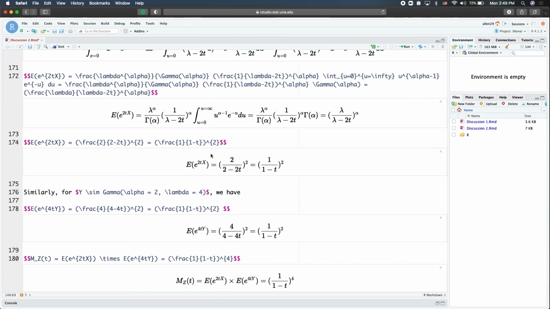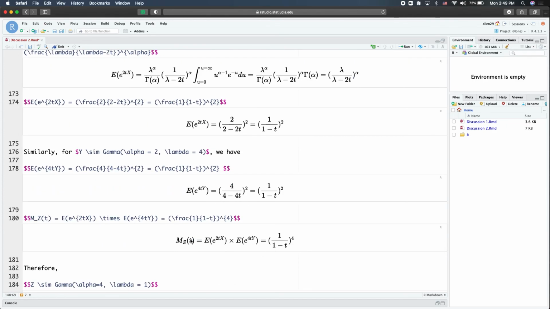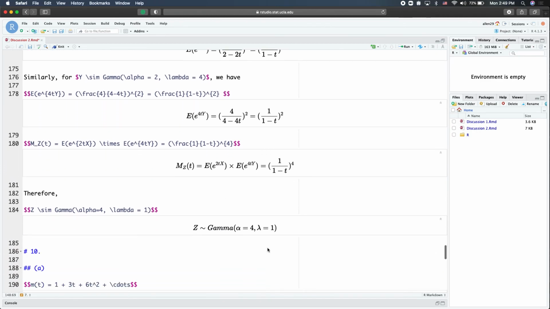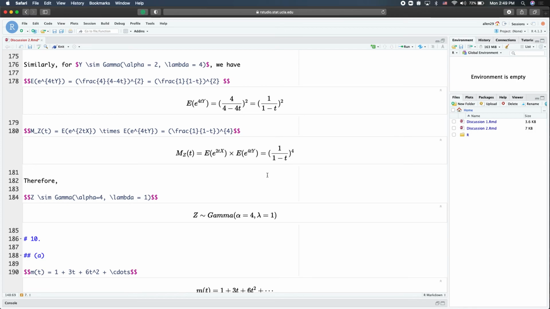So regarding this 2tx and 4ty, basically their homogeneous function will be reduced to 1 over 1 minus t raised to the power 2. Back to the homogeneous function for random variable z, we have 1 over 1 minus t raised to the power 4. Again, we recognize that as a gamma distribution with alpha 4 and lambda 1. So the sum of gammas is also a gamma distribution. I think the previous question was that the sum of exponentials is a gamma. So this part is that the sum of gammas is also a gamma.